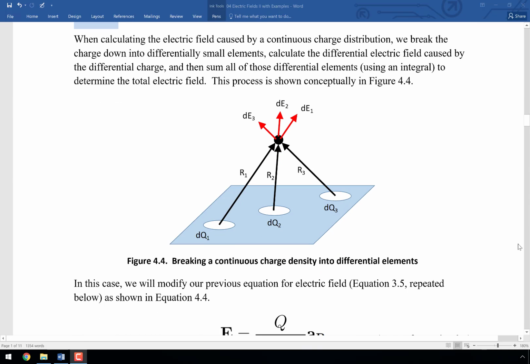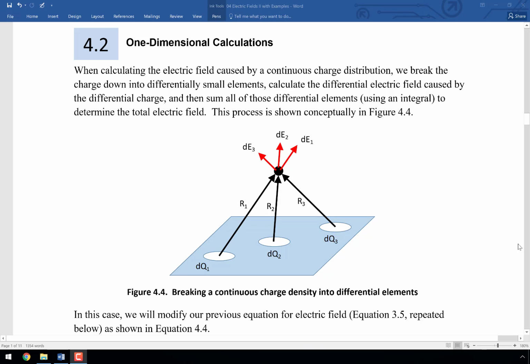So let's talk a little bit about some one-dimensional calculations, but in general, let's talk about what it means to have continuous charge. If we have a continuous region of charge, whether it be one-dimensional, two-dimensional, or three-dimensional, we need to break that down into smaller charges.